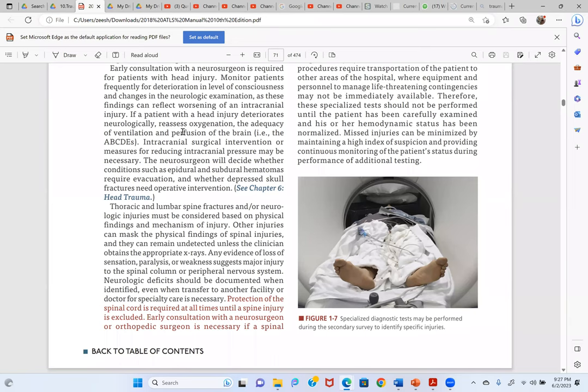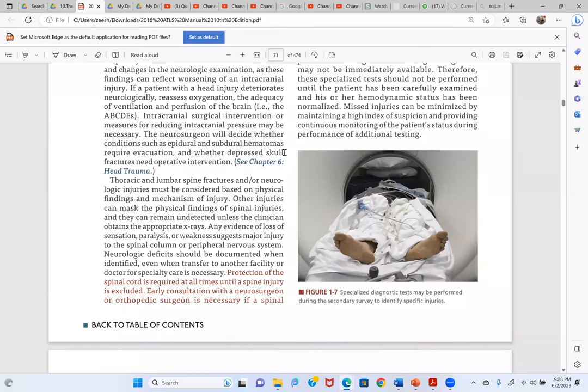Reassess oxygenation, adequacy of ventilation, and perfusion of the brain. So you will go back to ABCDE. Intracranial surgical intervention, as I mentioned before: anything which is resulting in raised ICP, or any finding which can result in secondary brain injury, requires evacuation. So maybe in the form of burr holes or open drainage. You may need things like that.